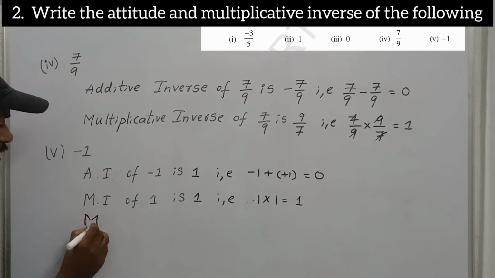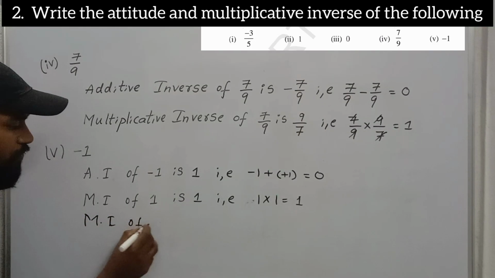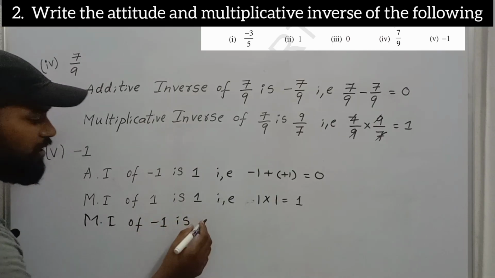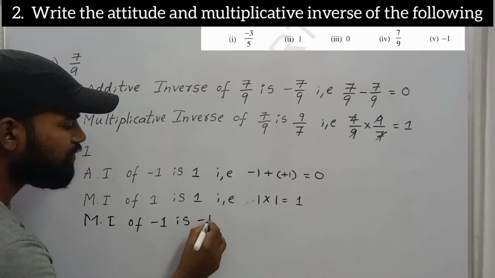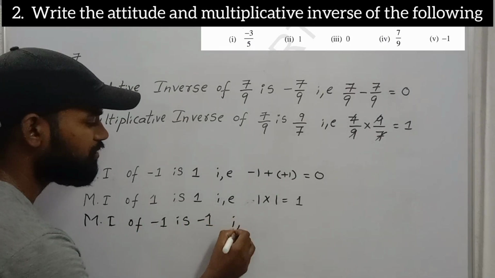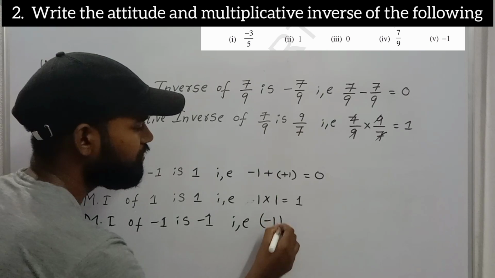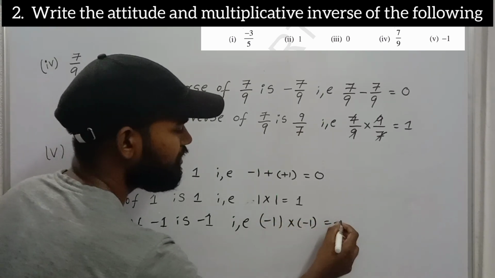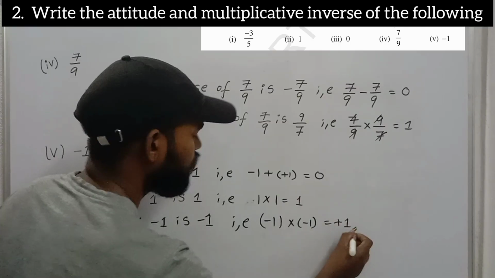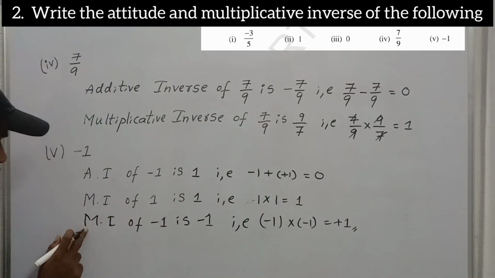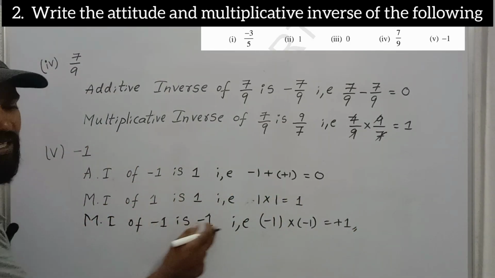What about the multiplicative inverse of minus 1? The multiplicative inverse of minus 1 is minus 1. Why? Because minus 1 into minus 1 becomes plus 1. Minus into minus is plus, 1 into 1 is 1. So the multiplicative inverse of 1 is 1, but the multiplicative inverse of minus 1 is minus 1. That's it.